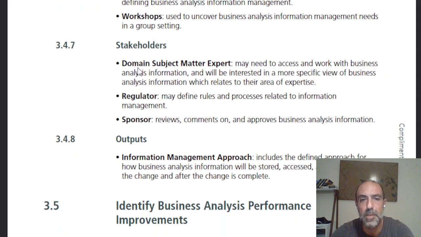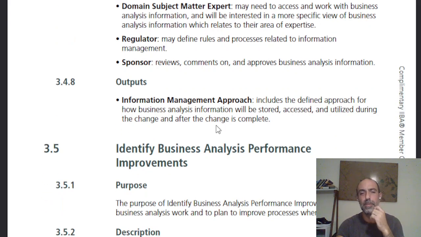The stakeholders are the main subject matter experts, just like always, because you may need to access and work with business analysis information and will be interested in a more specific view of it which relates to their area of expertise. So a stakeholder in this setting would allow you to design information for their needs so they have an easier time. A regulator may define rules and processes related to information management, like they might have a certain way to go forward for the information. And sponsors review, comment on, and approve business analysis information. The sponsor basically edits and looks at things a certain way: this is how I want this information, this is how we don't want it.